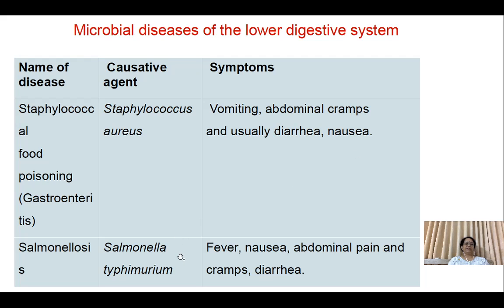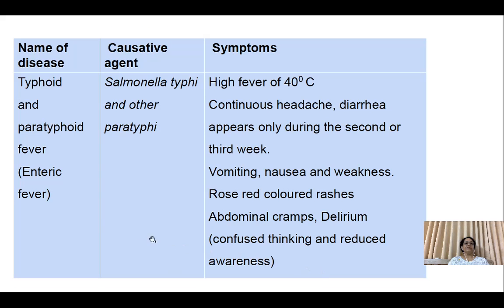Next, the causative agent of the disease salmonellosis is Salmonella typhimurium. There is fever, nausea, abdominal pain, and cramps with diarrhea in the patient. Next and important category of disease of the gastrointestinal tract is typhoid and paratyphoid fever. It is also called enteric fever. In the case of typhoid, Salmonella typhi is the causative agent.